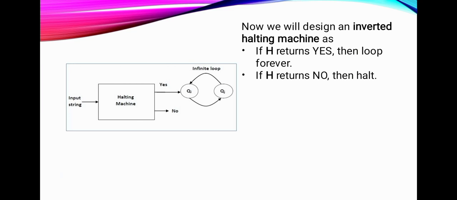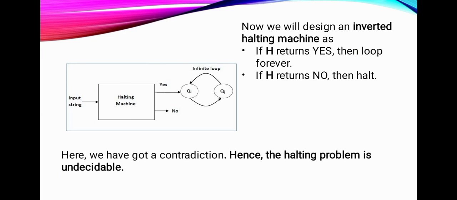We just take the input string and the halting machine produces yes or no. As per the condition, if the halting machine returns yes, then loop forever. We can see the two states are in the infinite loop. Whenever it is no, it means halt. Here we have got a contradiction because it is not possible. Hence, the halting problem is undecidable.